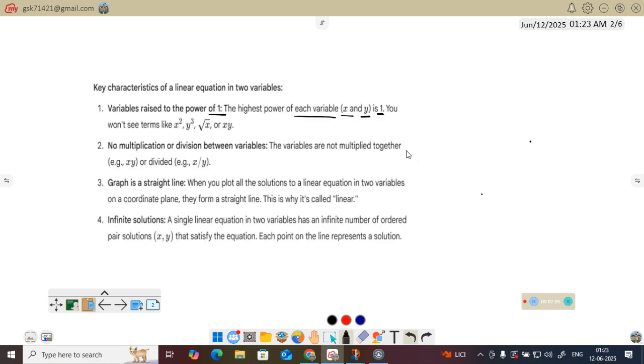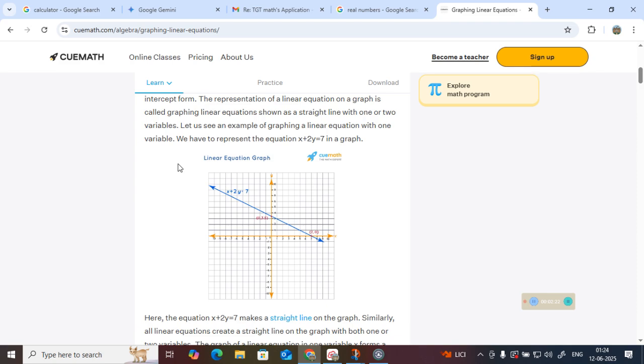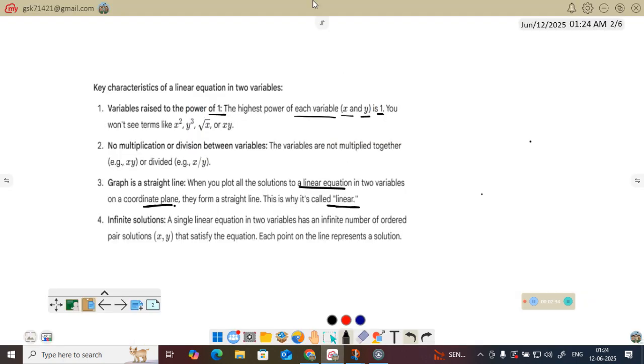The graph is a straight line. When you plot all the solutions to a linear equation in two variables on a coordinate plane, they form a straight line. This is why it is called linear, and you can see here a graph representation of a linear equation in two variables. Another property is that it has infinite solutions, and we will see it at a later stage.